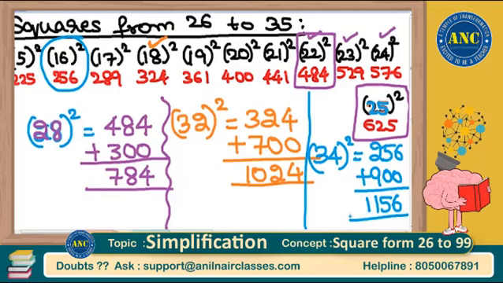Even if you don't know squares till 25, I told you the minimum criteria for you is till 25. Till 25 you should know, sir, definitely. After 25 I am teaching you very easily to solve the questions. I believe the idea is clear.